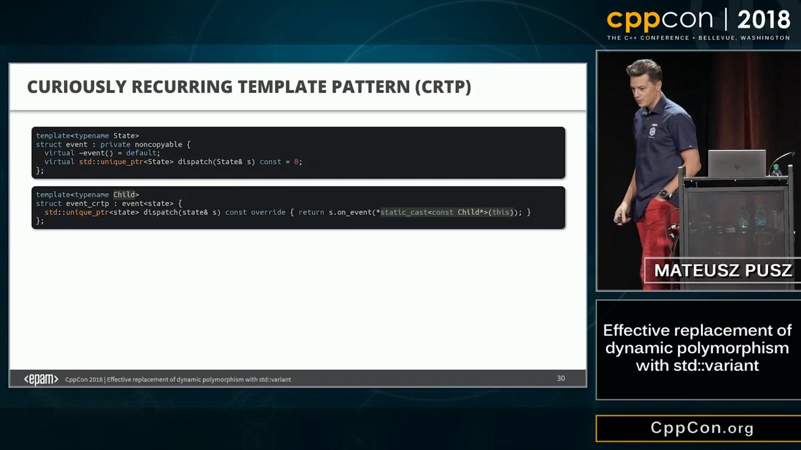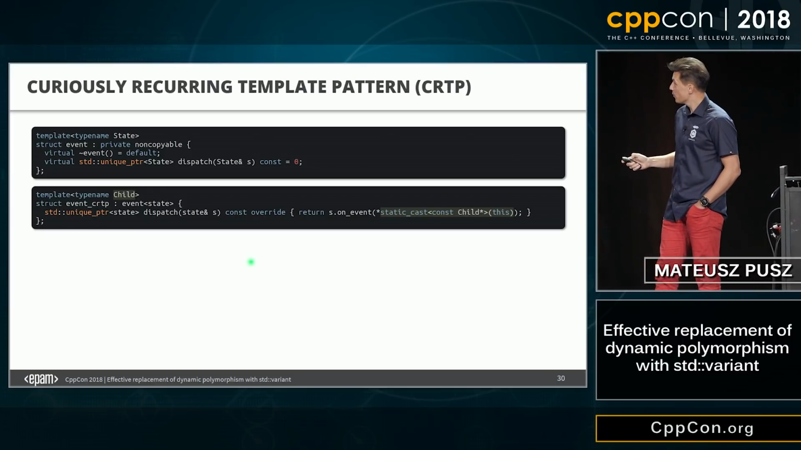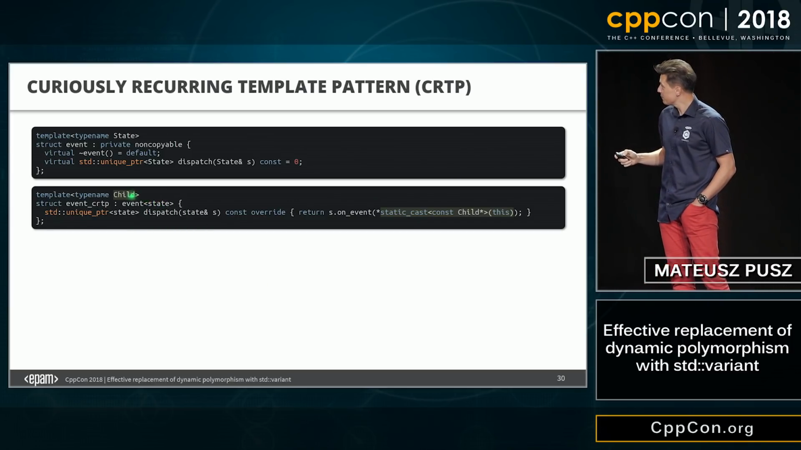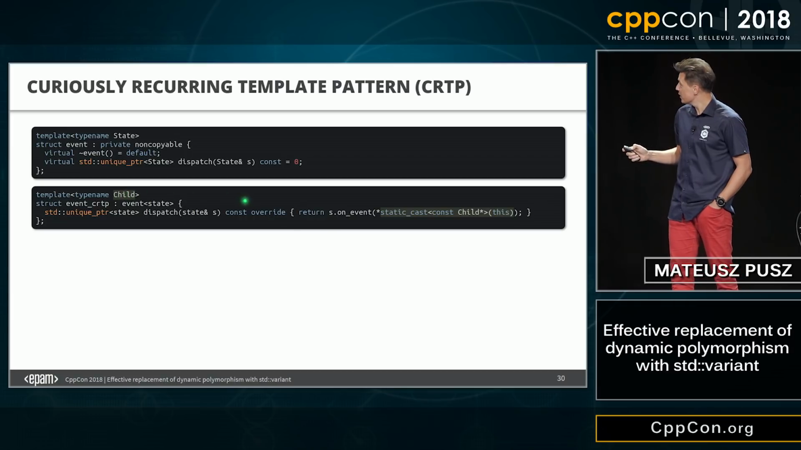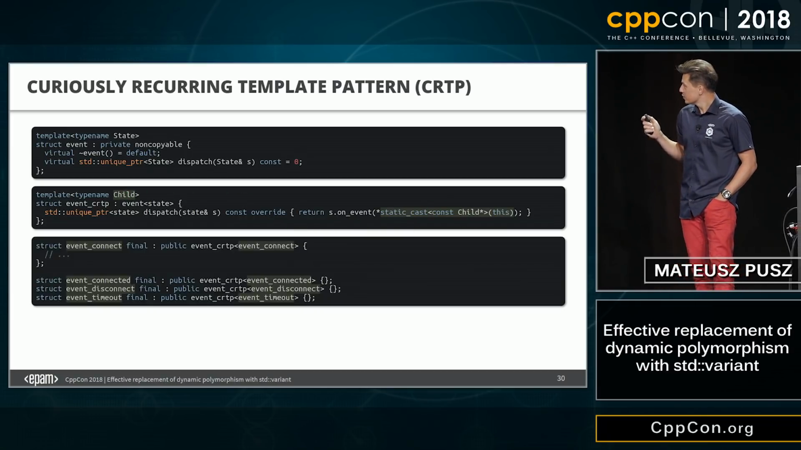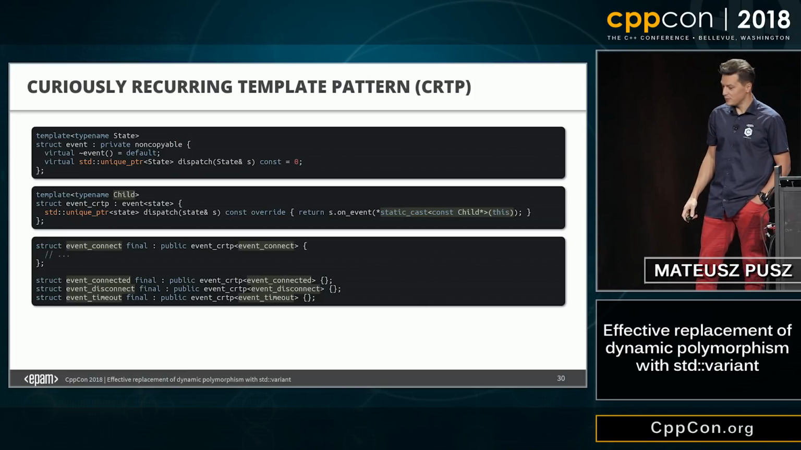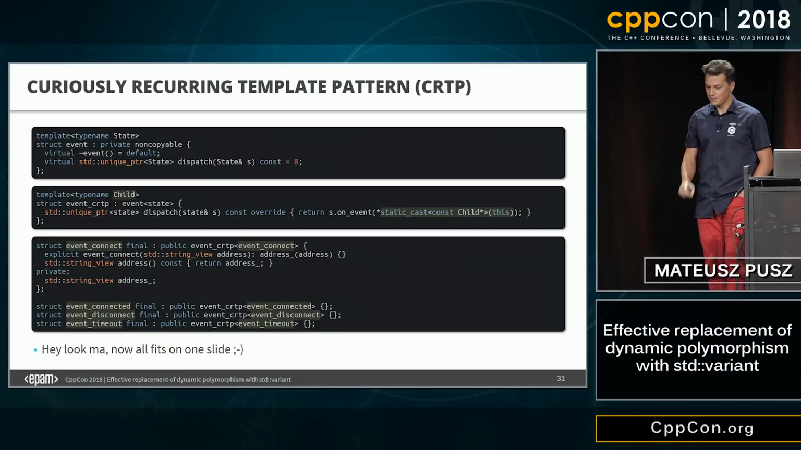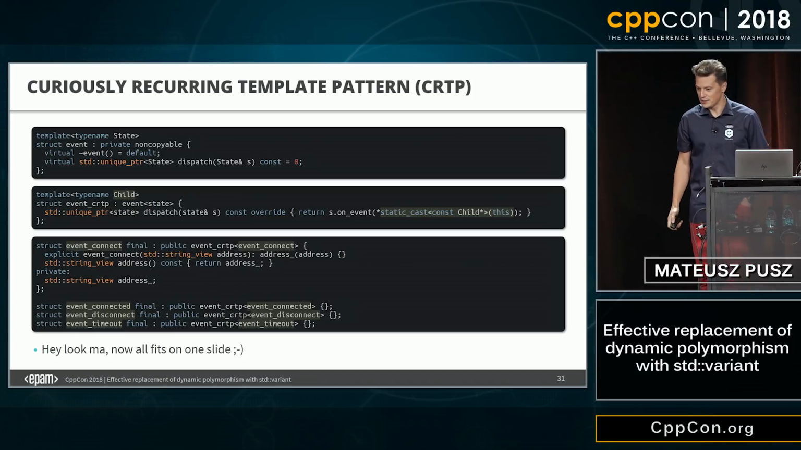So CRTP comes in handy here. We provide as a template parameter the child type of the event, and then we statically cast it to this child and call onEvent on this. So thanks to that, we can type it like this, or even have all the implementation right now on the slides, and everything fits fine.